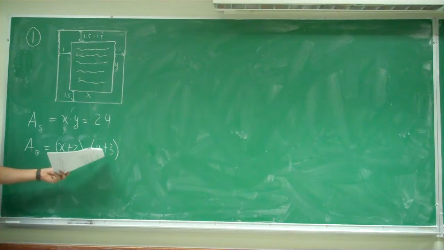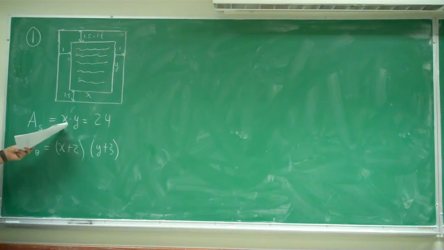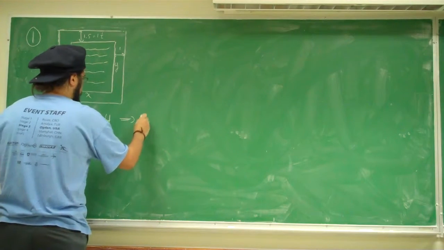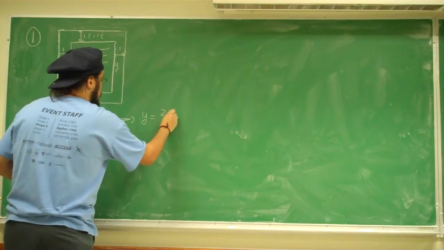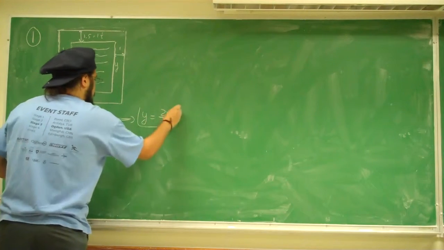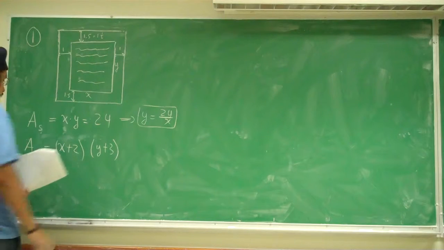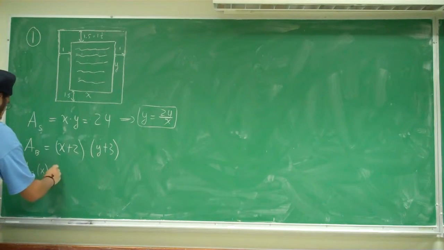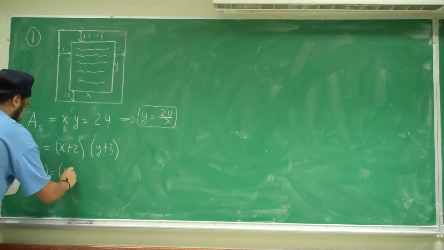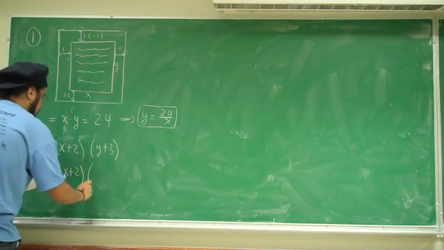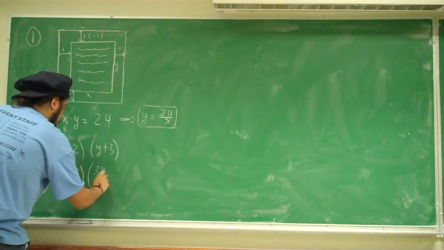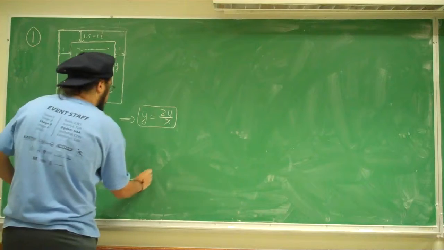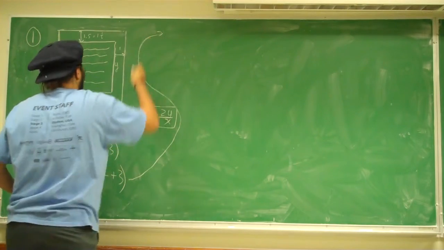However, we have y plus 3. But we can do some substitution because the area of the small is xy equals 24. So this implies that y is equal to 24 divided by x. Okay, so we can go ahead and plug in y in here. So now area of big with respect to x is x plus 2 times 24 divided by x plus 3.